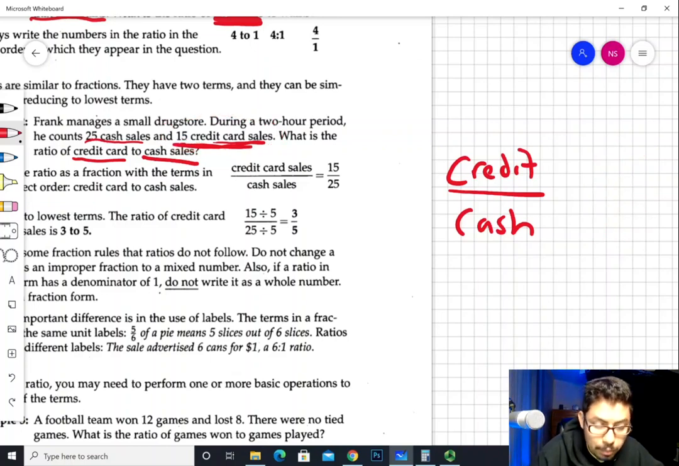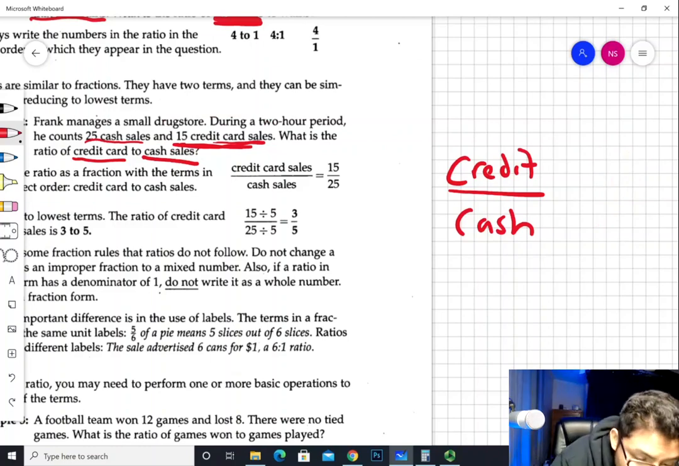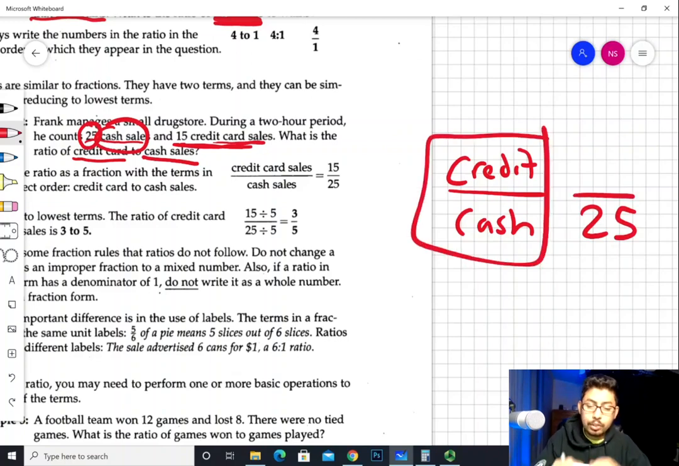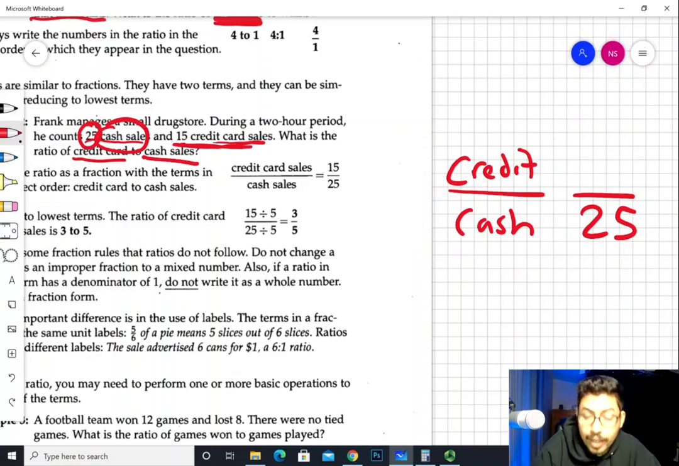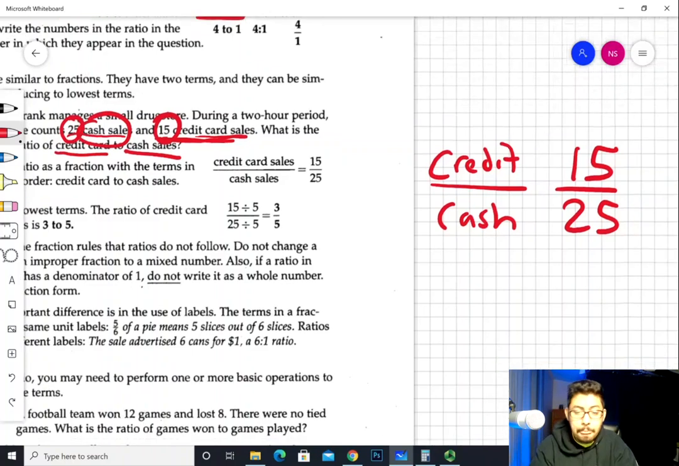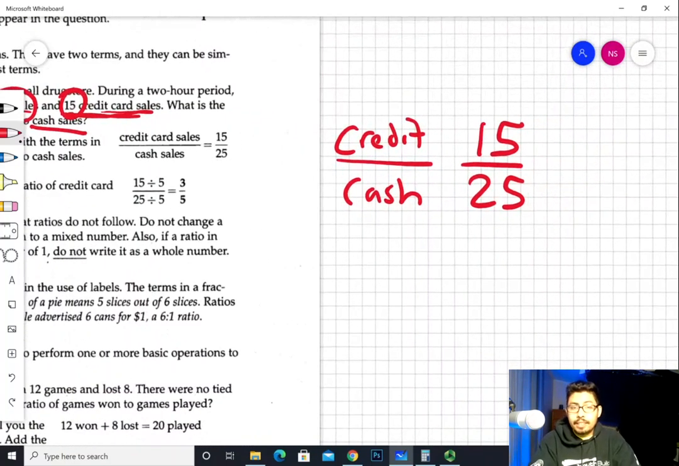It is wrong to put 25 over 15 because look closely. The 25 represented cash sales. They were asking me credit card to cash sales. The 25 should go down below. That's why it helps to write it out so you could visually see how the answer should look. And what was the credit card sales? Well, it says it right there, 15 credit card sales. 15 over 25 is the correct ratio, not 25 over 15, right? Okay, Neil, that's a handy little thing to be aware of.